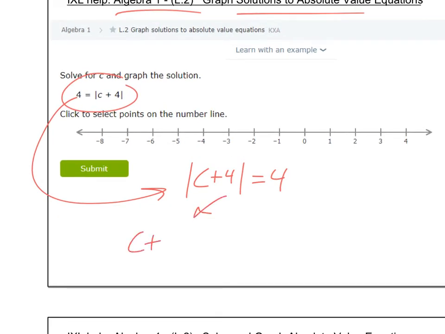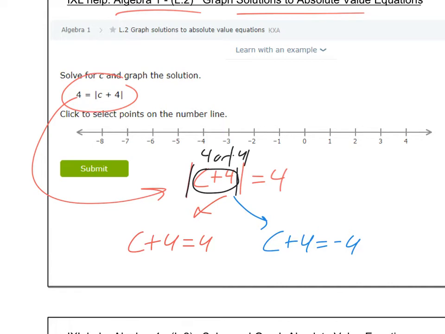Again, if you're having trouble seeing the answers right off the bat, that's totally fine. Break it into the two cases. c plus 4 equals 4, which is our first option, and c plus 4 equals negative 4. I've called it the red case and the blue case. What we're trying to find is what's in here, this expression. You have to put a number in for c and take the absolute value, right? So whatever's in here is either going to be equal to 4 when I'm done or negative 4.